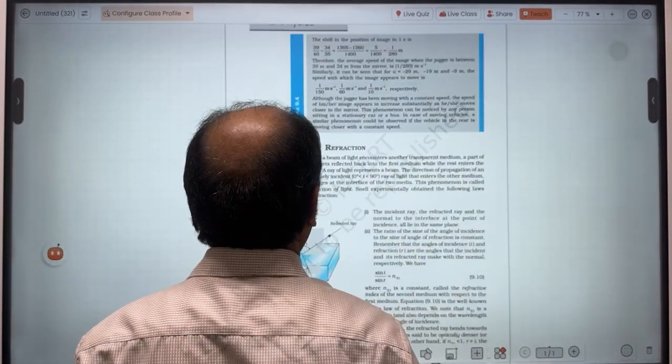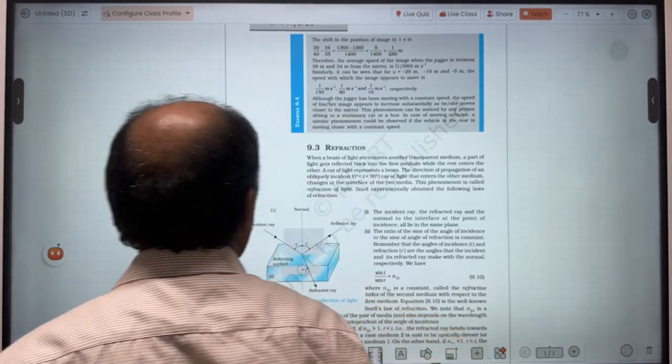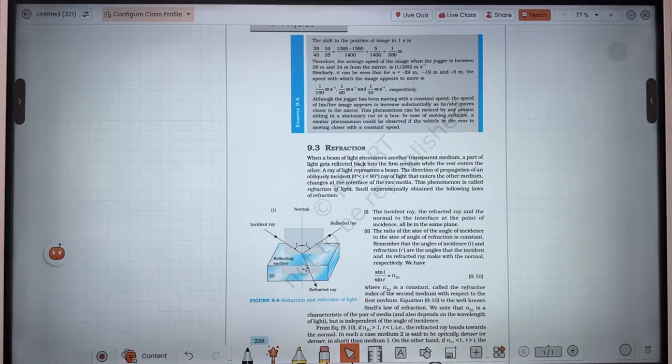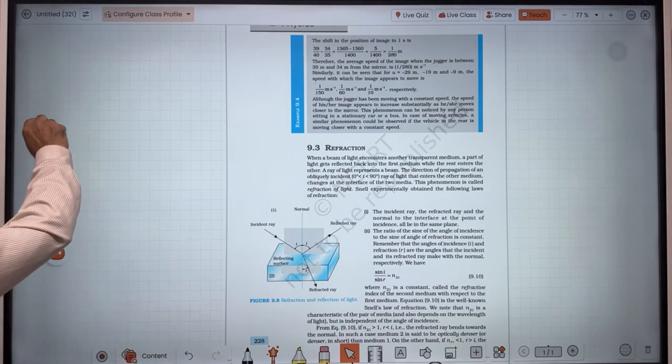Now we are going to see another phenomenon, that is refraction of light. You know, when a light ray enters from one medium to another, what happens? It deviates from its path. Now, if the medium is optically denser, in that case the ray will move closer to the normal, and if the medium is optically rarer, then it will move away from the normal, right?